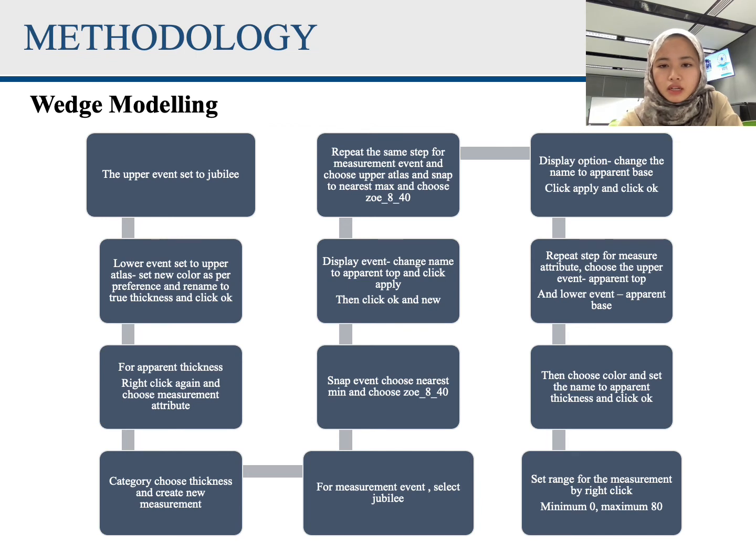And then after that, we choose color and set the name to apparent thickness, and then we click OK. And then we set the range for the measurement by right click, which is the minimum 0 and the maximum is 80.